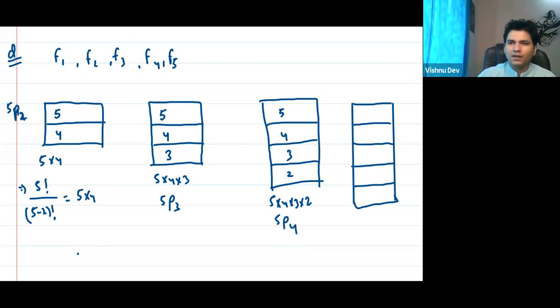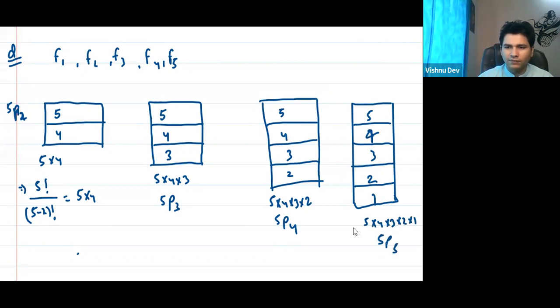Last one. So 5, 4, 3, 2. The last one बच गया. So it is what? 5 into 4 into 3 into 2 into 1, which is 5p5. समझ में आ गया.